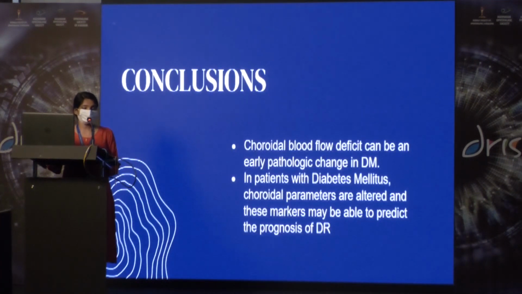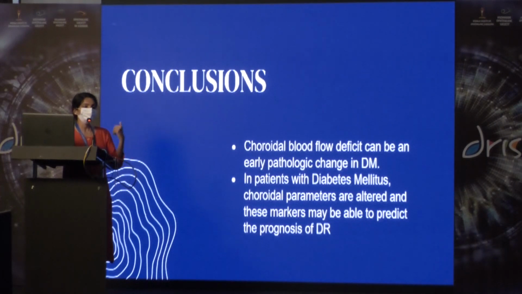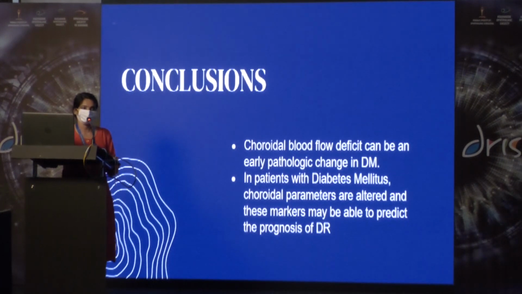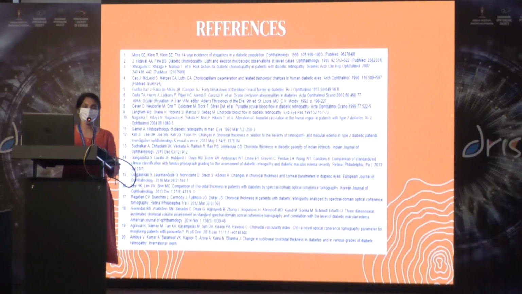In conclusion, choroidal blood flow deficit can be an early pathologic change in diabetes mellitus. In patients with diabetes mellitus, alterations in these choroidal parameters may indicate the role of vascular change in the choroid in the development and prognosis of diabetic retinopathy. These can be considered the earliest markers, so that we can knock diabetic retinopathy out of its position as the leading cause of vision loss today. That's all from my side. Thank you. These are my references.